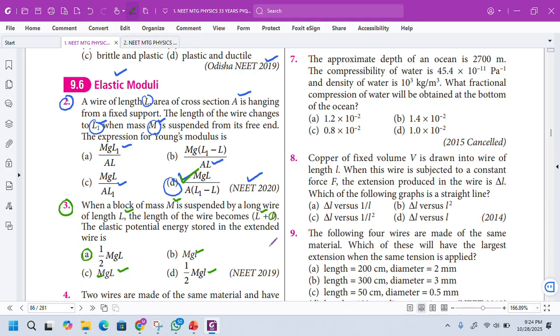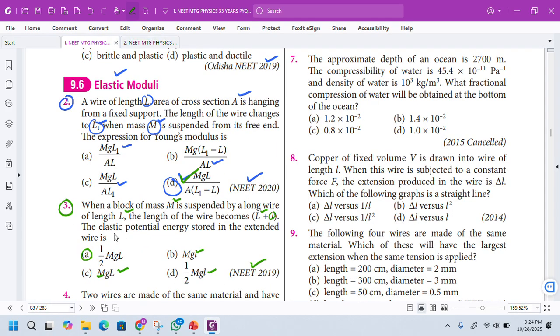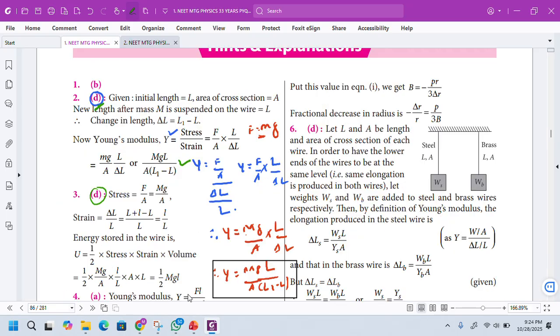This is a question which was asked in 2019, dear students. Now what is the answer for this question? The answer is D. The third question answer is D, that is 1 by 2 into M into G into L. Why is it so? Come, we will see here now.